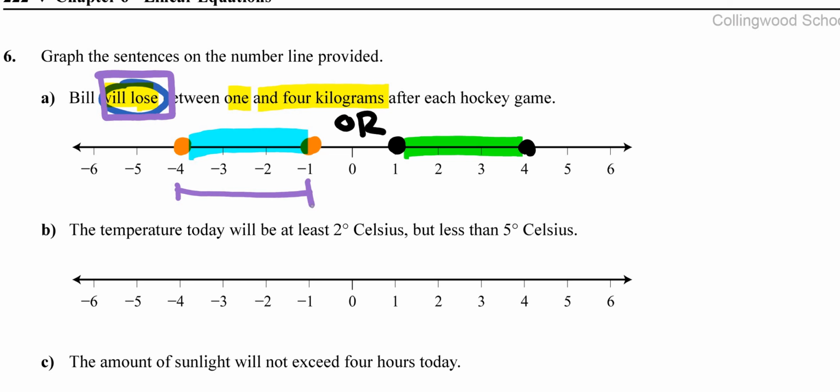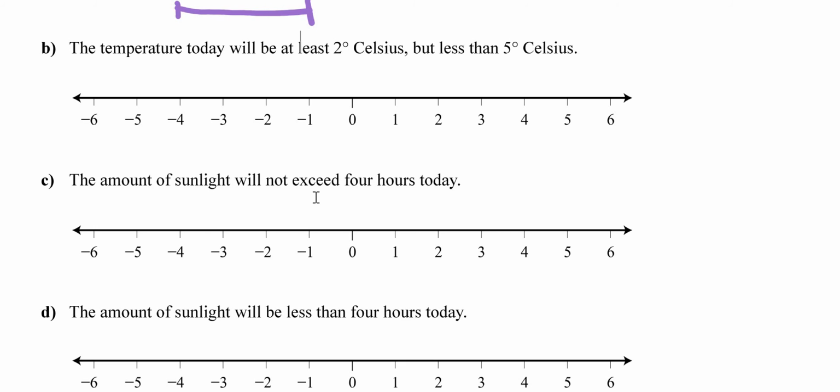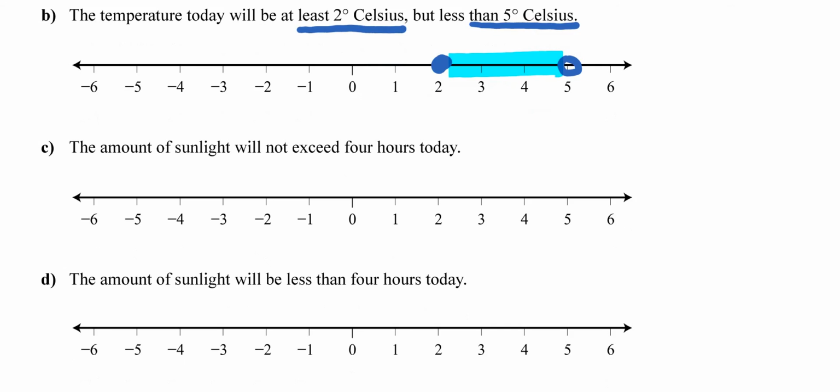Okay, let's move on to 6B here. The temperature today will be at least 2 degrees Celsius, but less than 5 degrees Celsius. So this is one of those in-between type of answers. You're at least 2 degrees Celsius, so a closed circle there. But then less than 5 degrees Celsius, so an open circle at 5, and then just shade in between. And that should take care of that.